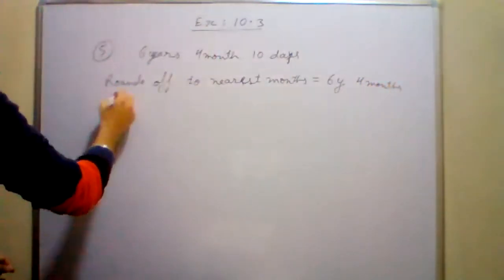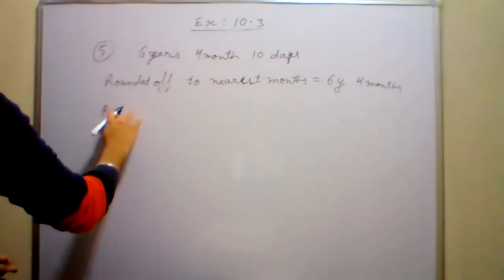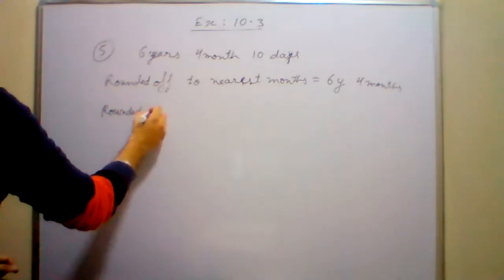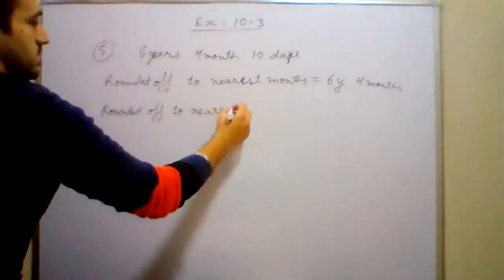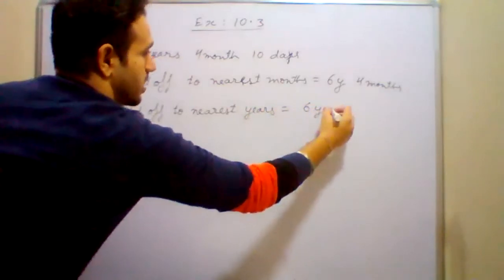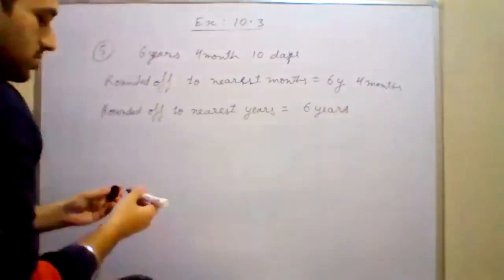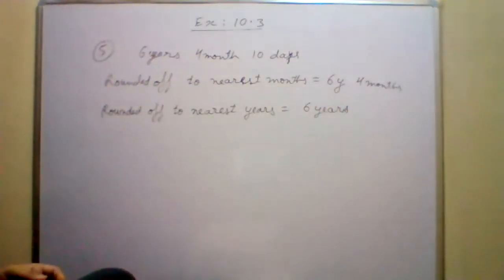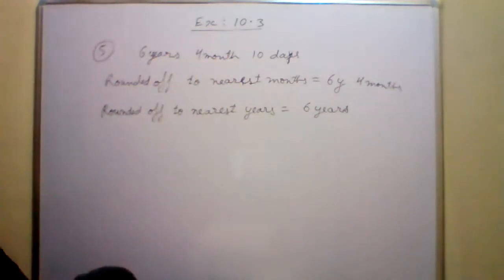Now if you have to round off to nearest years, you have to round off in nearest years also. Then your answer should be 6 years only. Only 6 years. So what you will say? You will say that the house is 6 years old, because 4 months is less than half of the months in a year.